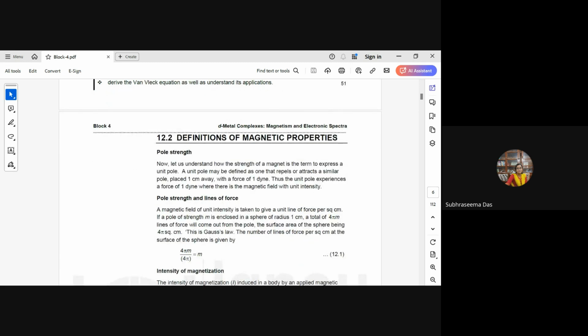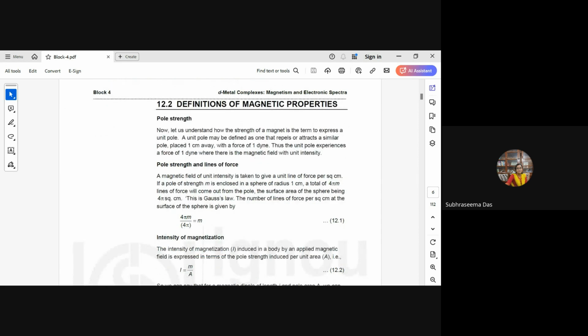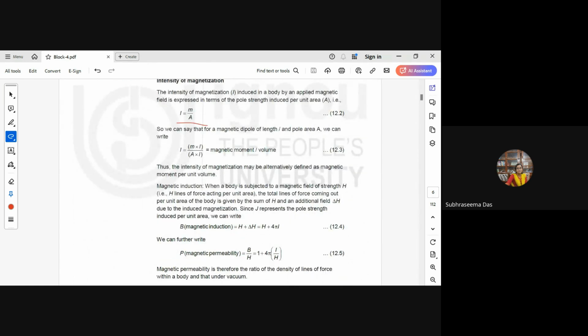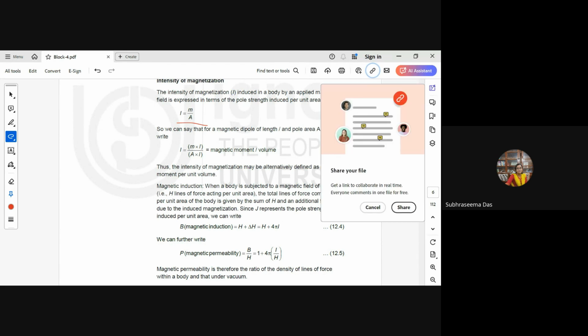Then coming to pole strength and lines of force. When we have a magnet, it has two poles, as we know. According to the Gaussian law, the magnetic flux through an enclosed surface is always equal to zero. That is what is called the Gaussian law. And then coming to intensity of magnetization, this is represented as I.